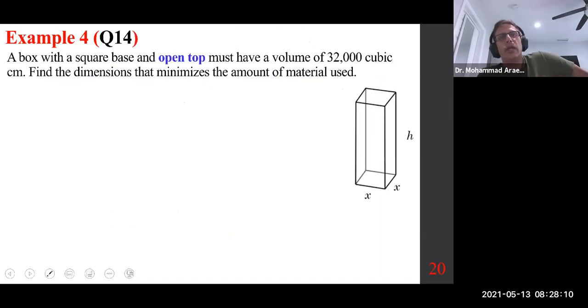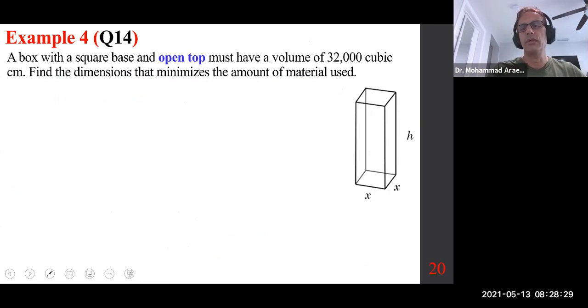A box with a square base and open top must have a volume of 32K cubic centimeters. Find the dimensions that will minimize the amount of material. Again, this is a rectangular solid. We should know the surface area and the volume.